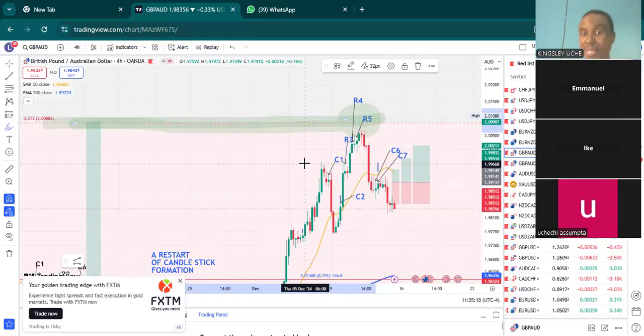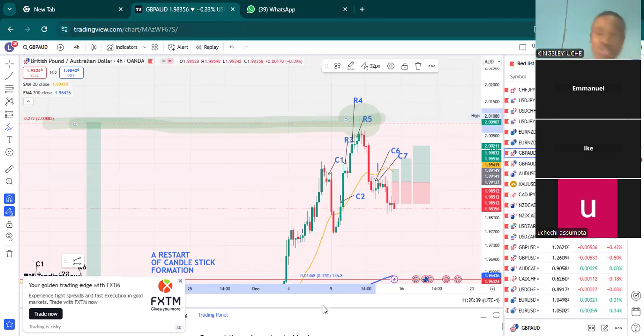That's for the GBP-AUD. Okay, so the GBP-AUD now, we're not going to be looking at that again, except we see a restart, from the first phase down to the second phase, then we push for entries. That's the only way we'll be working on GBP-AUD. So for now, GBP-AUD is no longer on our radar, so we're going to leave it alone to continue doing whatever it's doing.